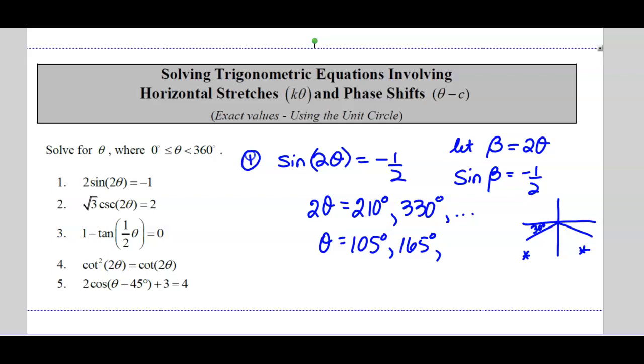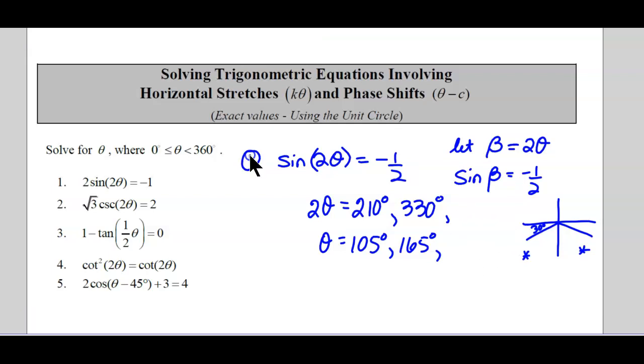210 plus 360 is what? 570. 330 plus 360 is 690. Now divide those by 2. We'll get this piece. So 570 divided by 2 is 285, and 690 divided by 2 is 345. Those all are contained in here.